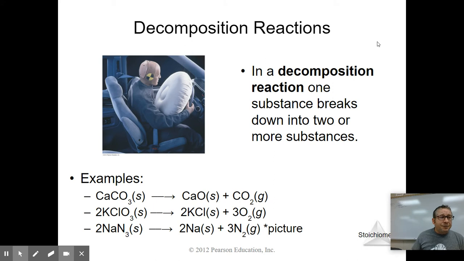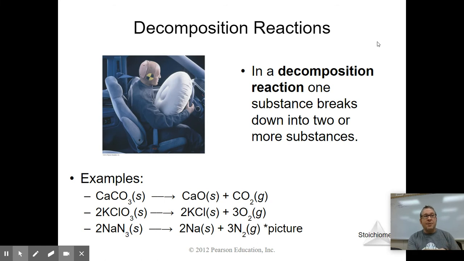Second one, we have KClO3, so potassium chlorate, yields potassium chloride and three oxygens, okay? Lastly, hint, hint, this third example here is a very good one to know, okay? Here we have NaN3. You might think that's sodium nitride. Well, technically yes, but really the name is actually sodium azide, okay? Sodium azide breaks down into sodium and nitrogen.